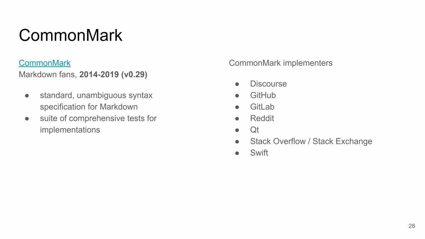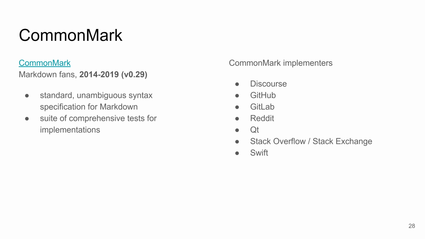And what Markdown fans actually did in 2014, they created Common Mark, which is a proper unambiguous specification of Markdown and also a comprehensive set of tests so that when you write an implementation against Common Mark, you can test your software with the tests that go with the specification and see whether your software is or is not compatible. Now, Common Mark was developed from 2014, so 10 years after Markdown, and the latest version is from 2019.